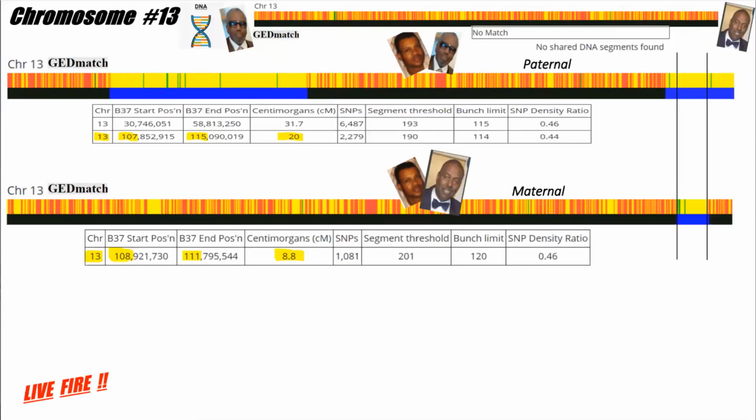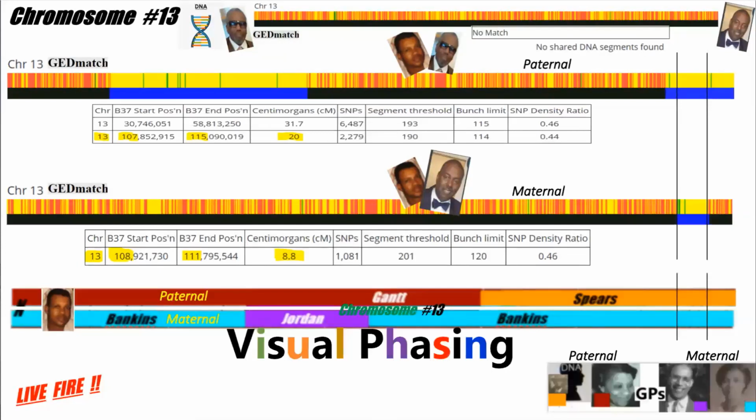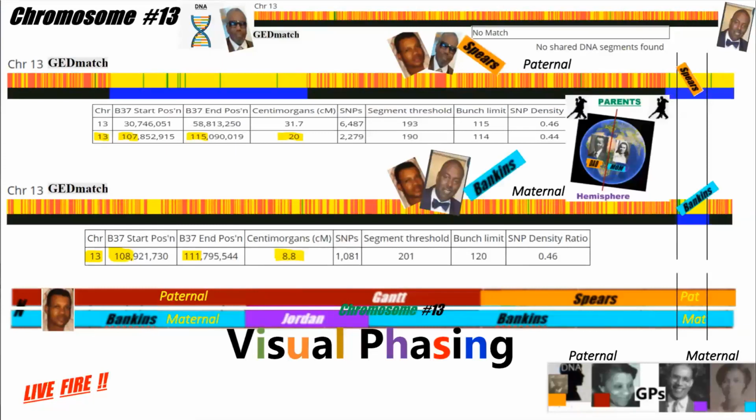A little bit more information added to the equation maybe helps to clarify things. And if I add Nason's visual phase output, it becomes clear that yes, Nason does match Butch, Nason does match Greg, but they're matching in 2 separate hemispheres. And so the DNA in this area is doing what you would expect it to do.